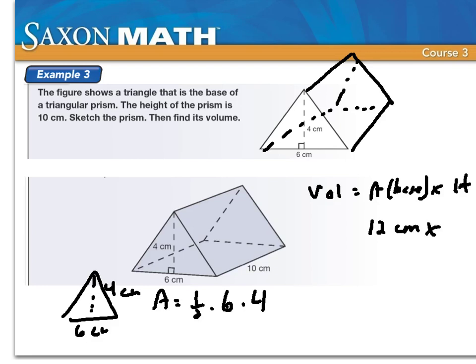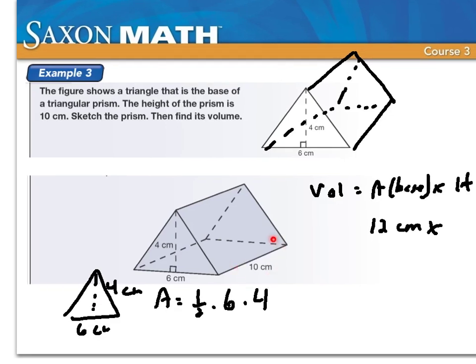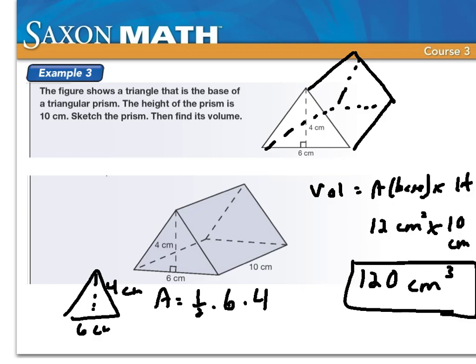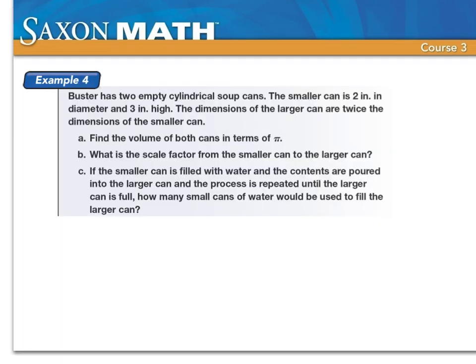Times the height. Well, if we stood this prism on one of its bases, on one of the triangles, the height would be right here, this 10 centimeters. So it's going to be times 10 centimeters. And 12 centimeters squared times 10 centimeters gives me 120 centimeters cubed for the volume of our shape. We've got one last example for you, then we'll be done.